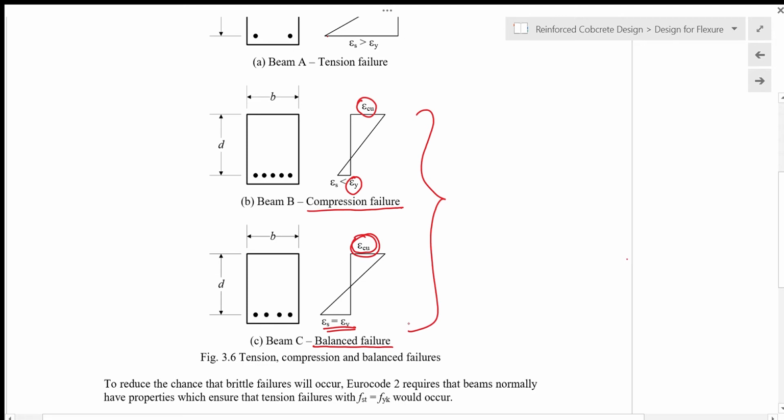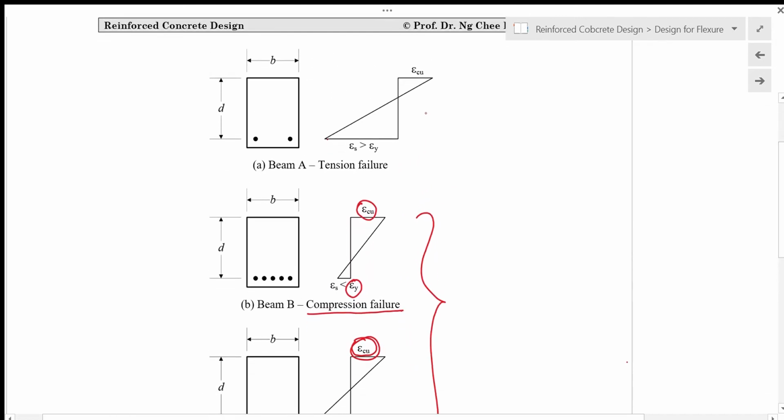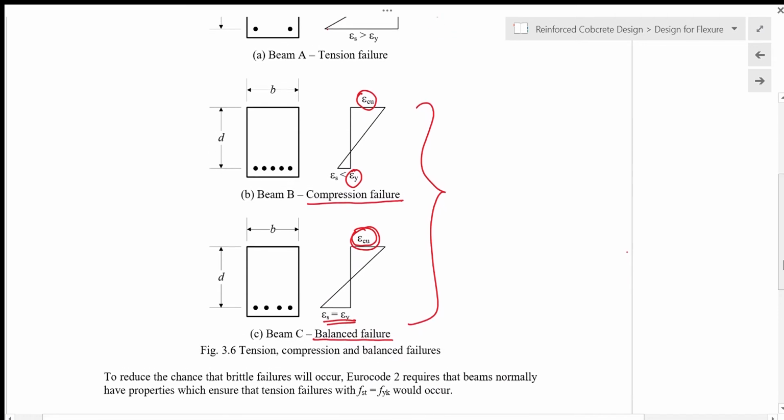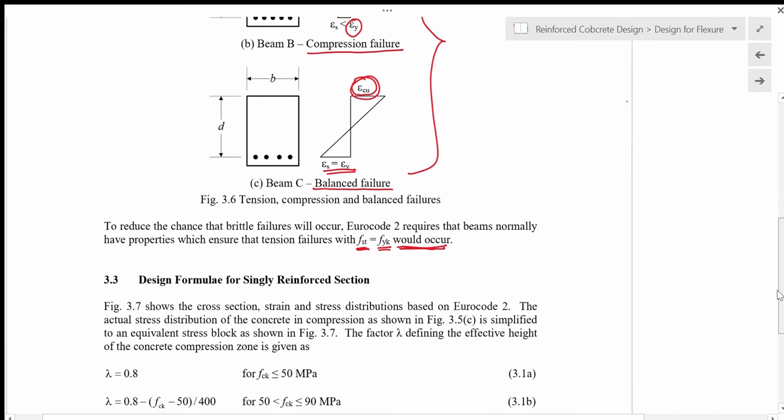So in design, we want to make sure that the beam will fail in tension failure, where the failure mode is ductile. To reduce the chance that brittle failures will occur, Eurocode 2 requires that beams normally have properties which ensure tension failures, with FST, which is the stress in the steel, equal to the yield stress of the steel. So we make sure this would occur in our beam design.